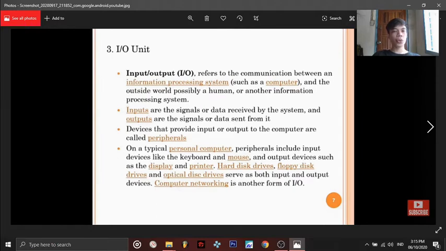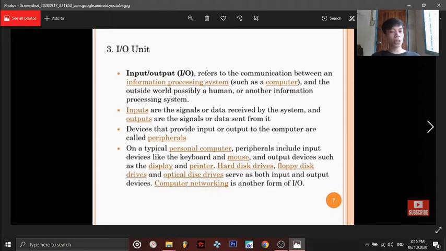Input and output unit. Input and output refers to communication between an information processing system, such as a computer, and the outside world, possibly a human or another information processing system. Inputs are the signals or data received by the system, and outputs are the signals or data sent from it. Devices that provide input or output to the computer are called peripherals.